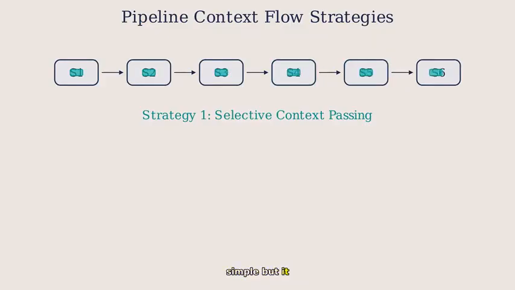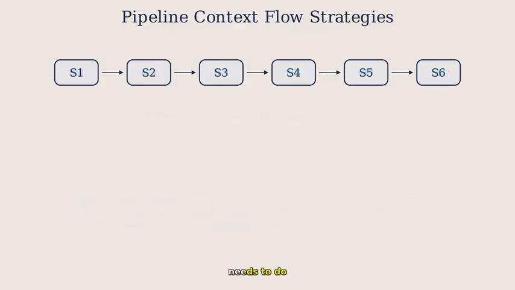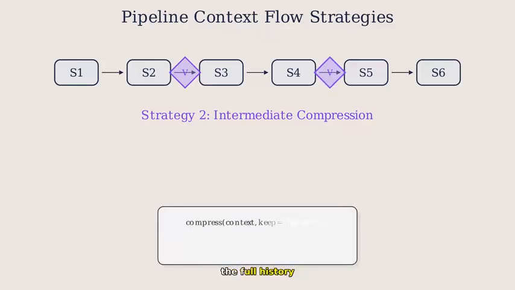This sounds simple, but it requires deliberate design. Before you wire up your stages, ask, what is the minimum information Stage 4 actually needs to do its job? Does it need to see Stage 1's raw research collection? Or just Stage 3's synthesized analysis? In most pipelines, later stages need only the output of the immediately preceding stage, not the full history of how that output was produced. Design your stage connections to pass the output, not the history.